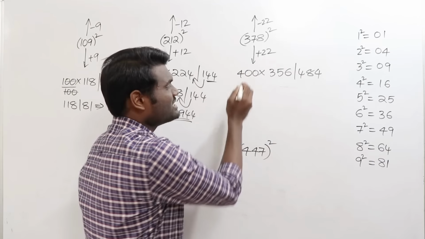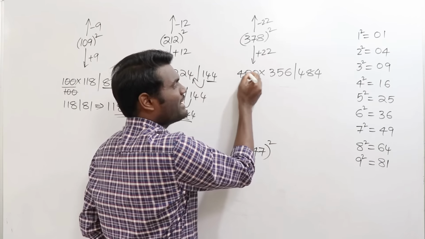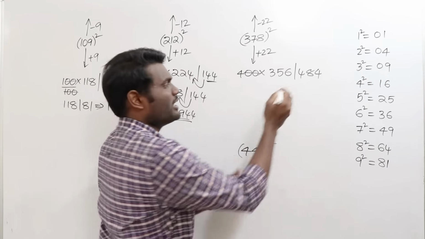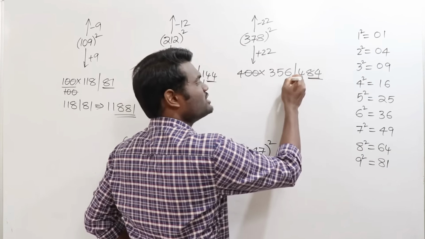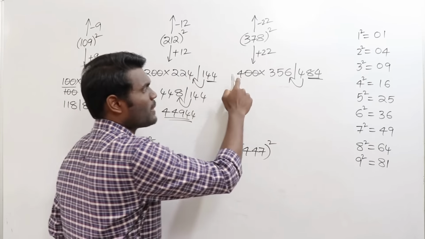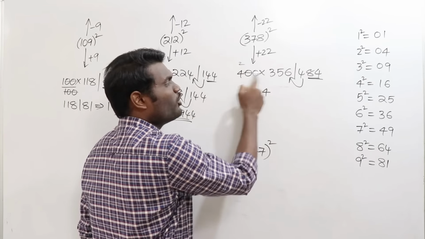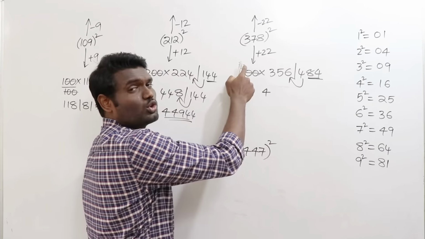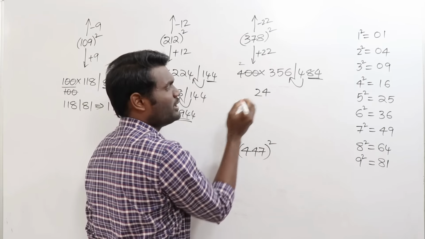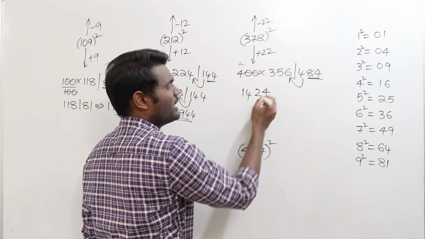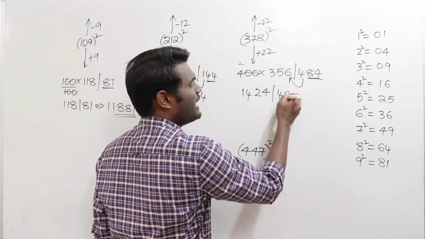Yes, now as it is 400, you need to divide by 100. When you divide by 100, two zeros get cancelled. As you are dividing by 100, you are supposed to write two digits and the next digit is going to be carry forward. Okay, now 4 into 6, 24. 2 carry and you'll write it as 4. 4 into 5, 20. Plus 2, 22. So 2 carry and this will be 2. 4 into 3, 12. 12 plus 2, it is going to be 14. Now it is going to be 484.